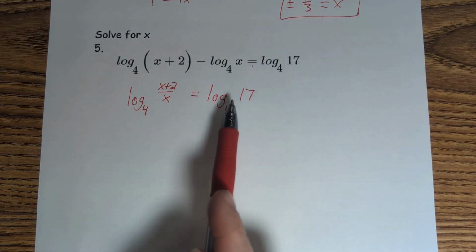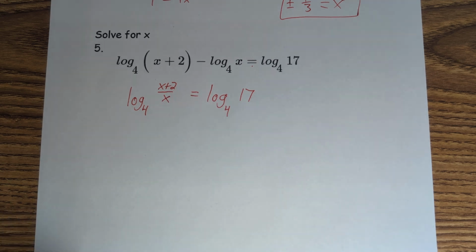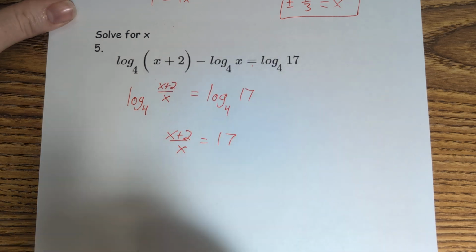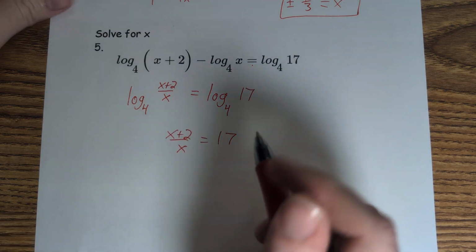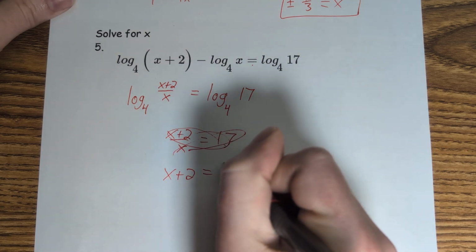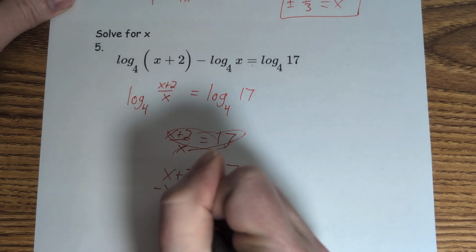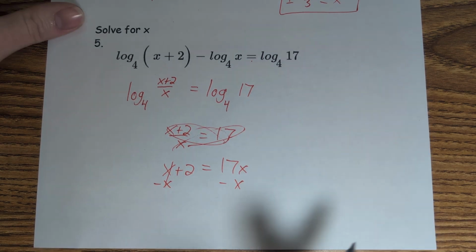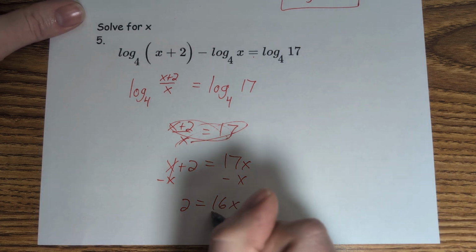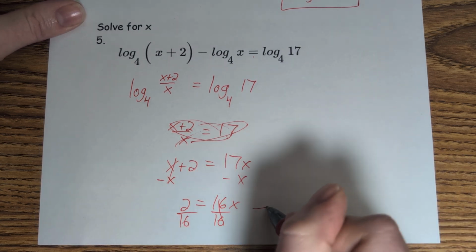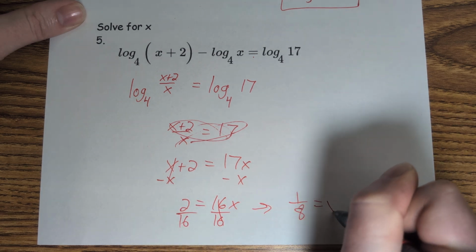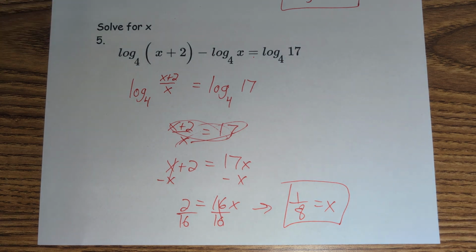Well, if they're both logs with the same base, then the arguments must be equal to each other. So I'm just going to say x plus 2 over x has to be equal to 17. And I'm going to solve that. I'll cross multiply. That gives me x plus 2 equals 17x. Subtract the x from both sides. 2 equals 16x. Well, divide by 16 on both sides and I'll be done. That simplifies, it reduces to 1 over 8. And I am done for today.